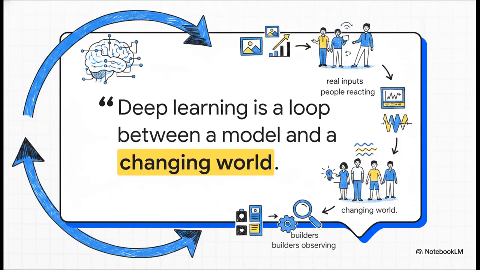As we close the notebook today, I want to leave you with one final, really reflective truth. A trained model doesn't just sit in a vacuum. It meets real inputs, real people react to it, builders observe those reactions, new examples return to the system. Deep learning is absolutely not just mathematics inside a model. It is a continuous, never-ending loop between a model and a constantly changing world. Understanding how that loop works inside the machine empowers you to guide it responsibly outside the machine. So tell me, what loops are you observing in the systems around you today?